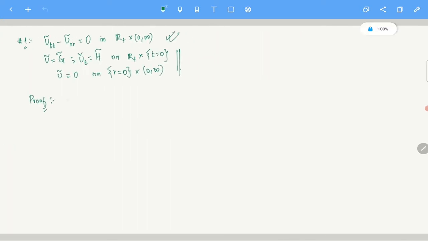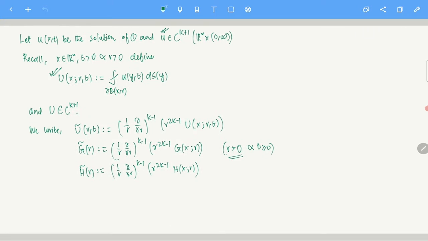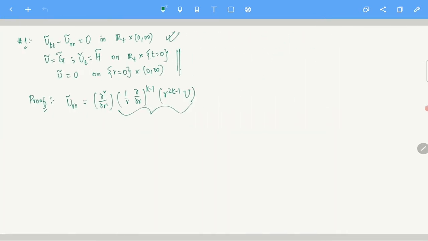So proof. You see, u tilde_rr, this one I need to calculate. It is del 2 del r square of 1 by r del r whole power k minus 1 of r power 2k minus 1 capital U, right? What am I doing? I am not doing anything except just writing it down. See, what is u tilde? It is 1 by r del r whole power k minus 1, r to the power 2k minus 1 U. This one.